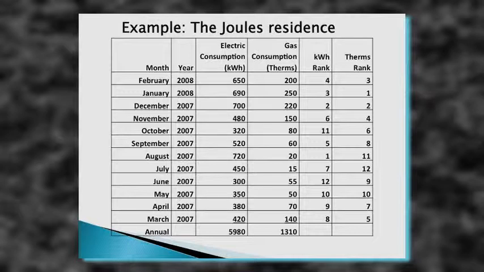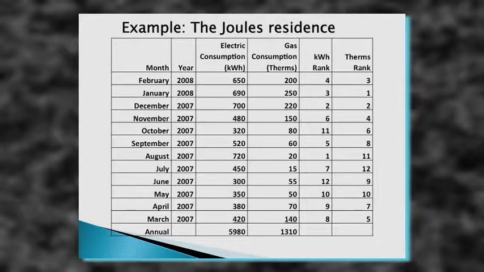What we've done is we've looked at each one of these months and we've ranked our kilowatt usage. The highest kilowatt usage months we've marked with a 1. Lowest, 12. So their highest usage in kilowatt is 720 kilowatt hours. The lowest is 300 kilowatt hours.